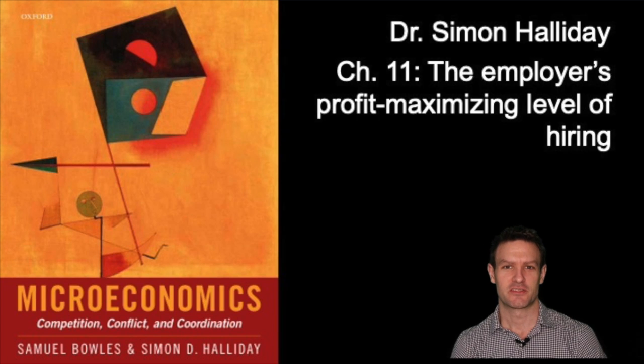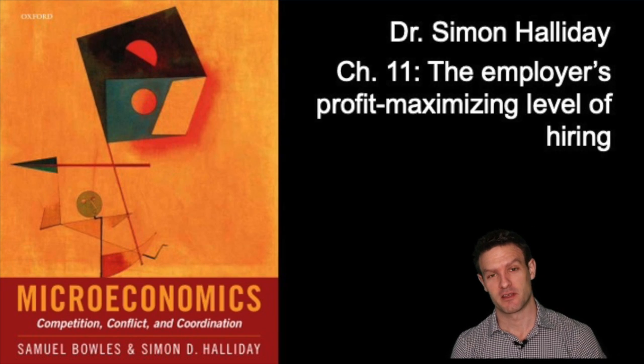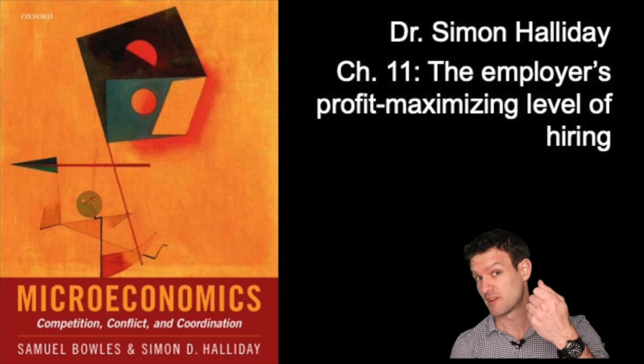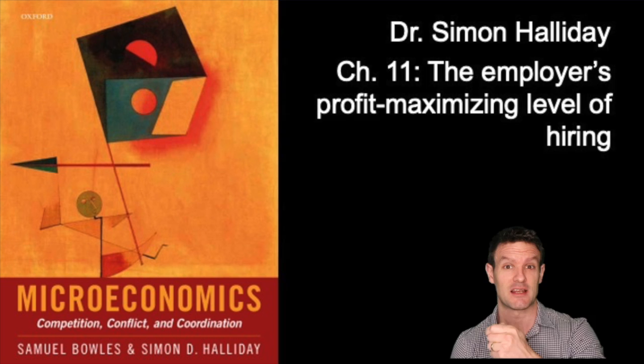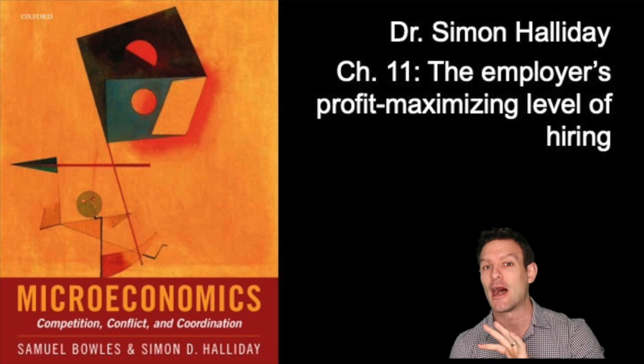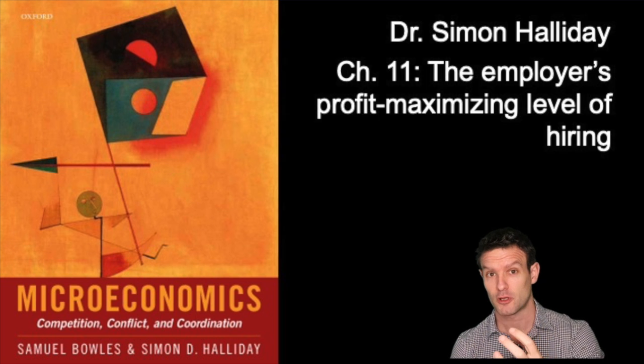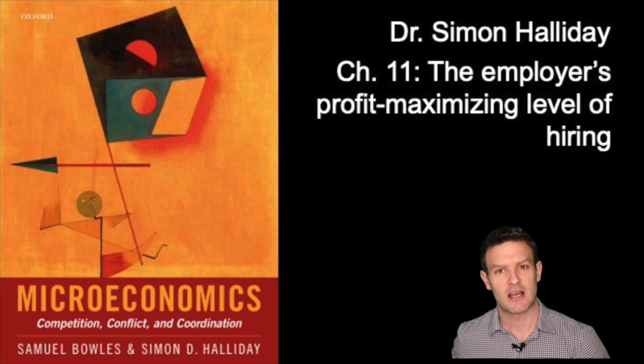Here we're going to discuss the employer's profit maximizing level of hiring. So what we're going to have to do now is say, okay, we've determined the level of effort. Having determined the level of effort at the Nash equilibrium, how many hours of employment will the employer hire? That's what we have to ask. Okay, so let's see how that works.